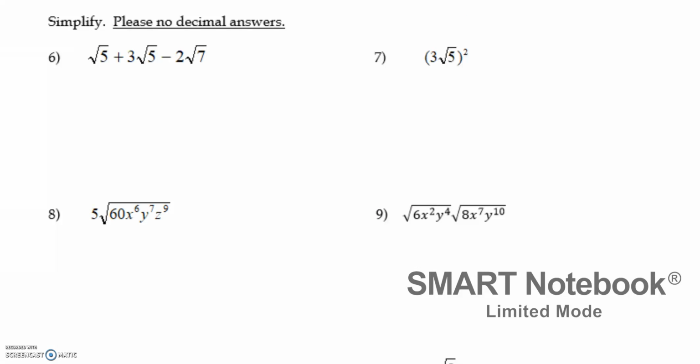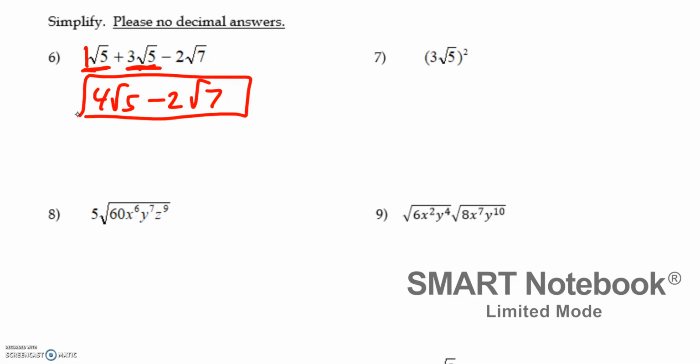On to some radicals. Number 6 is asking you to add some radicals. And when you add, you can only combine like terms if the radicand is the same. Now the number in front of this root 5 is a 1. So these two are like terms. So I have 1 root 5 plus 3 root 5s. So I have 4 root 5s minus 2 root 7. Are these like terms? No, I can't add or subtract them because the radicand is not the same. So my final answer for 6 is just 4 root 5 minus 2 root 7.